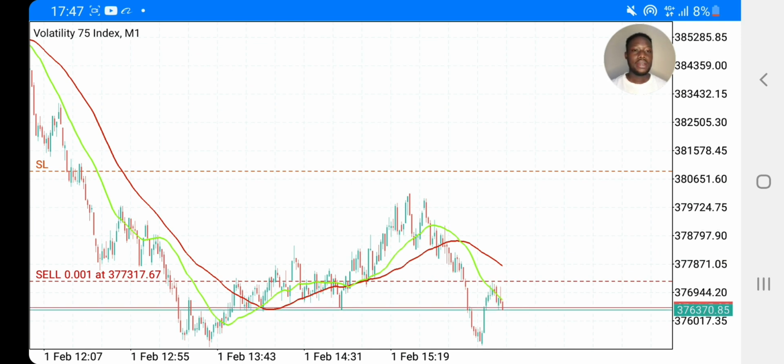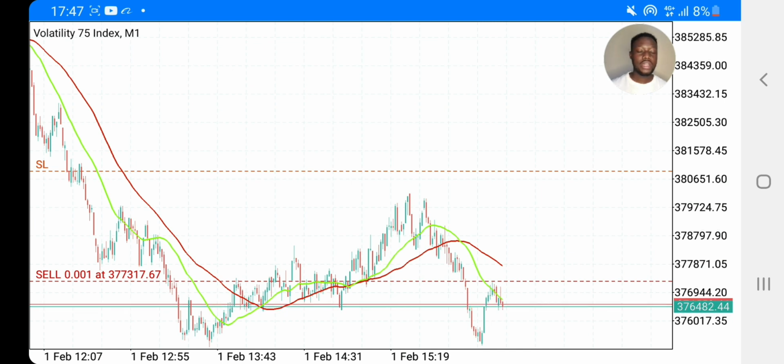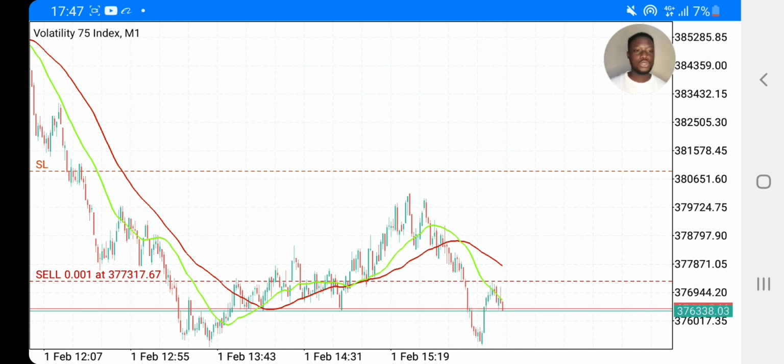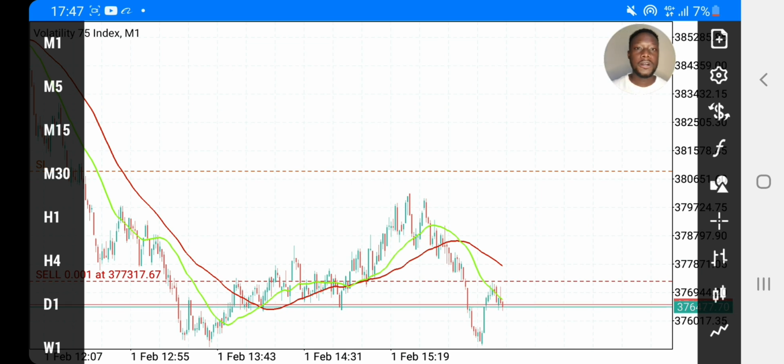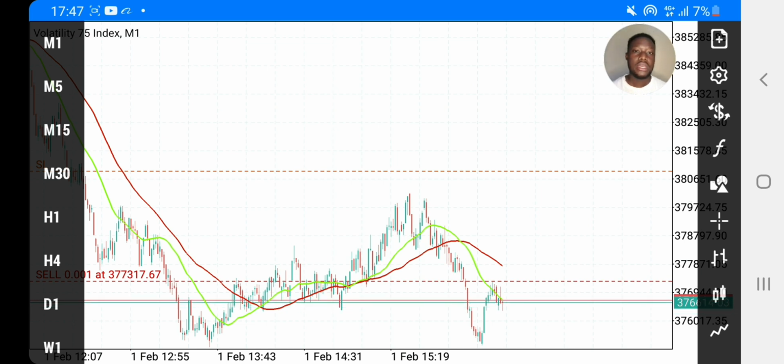With that being said, I'm going to show you exactly how you can spot a good trading area, and you can trade the breakout when you spot this good trading area. The first thing you're going to need to do is analyze the market on a higher time frame.